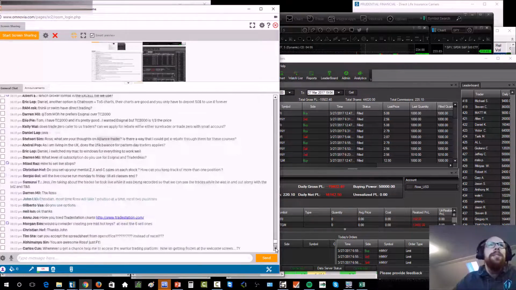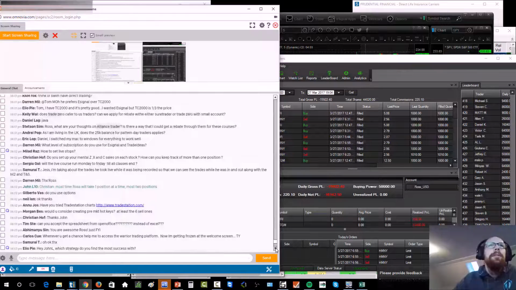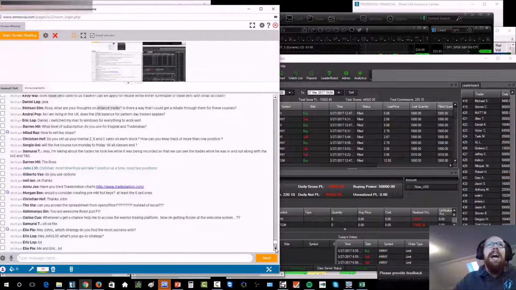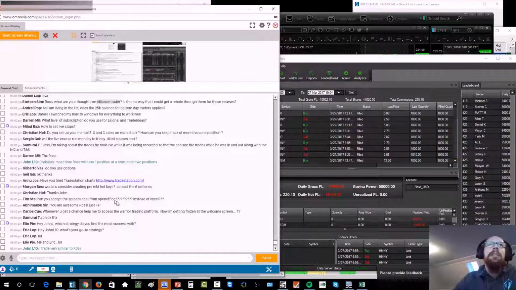I haven't tried TradeStation. I don't, I mean, I could look at a PDF, but I don't have OpenOffice. I wouldn't create pre-market hotkeys because I wouldn't trade pre-market.